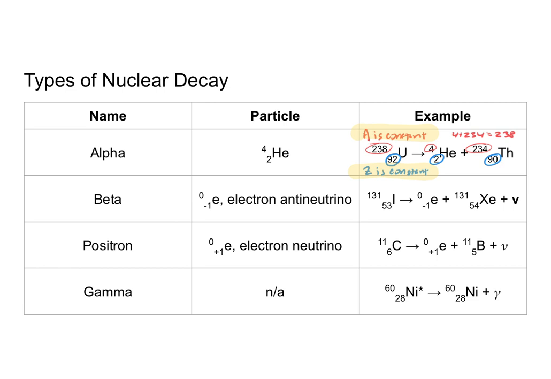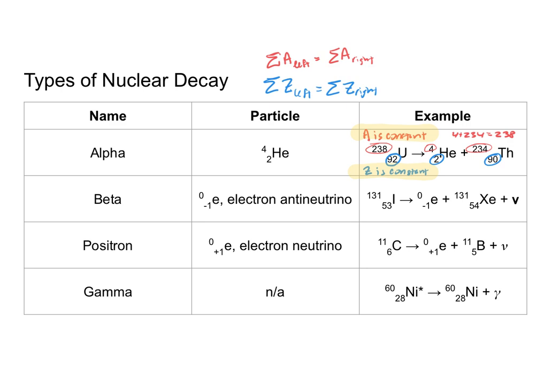And this will be true for all of our nuclear decay equations. The total Z on the left will equal the total Z on the right, and the total A on the left will equal the total A on the right. I've written this up on my screen here, and you should make sure this is in your notes. This is fundamental to solving nuclear decay equations. So that's alpha radiation. The next type of decay I have is beta decay.